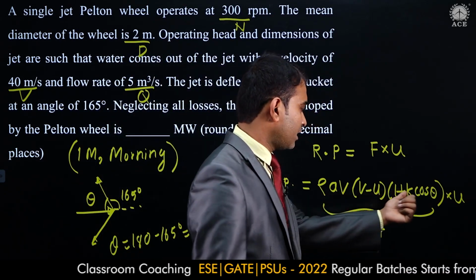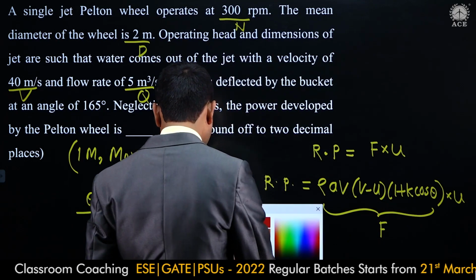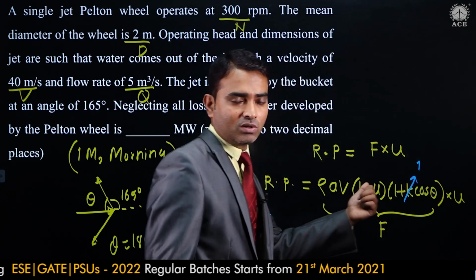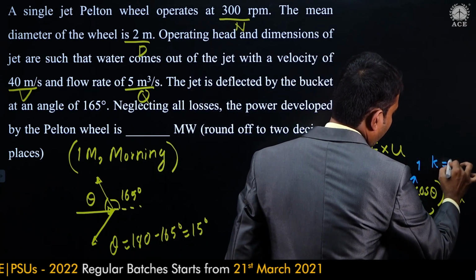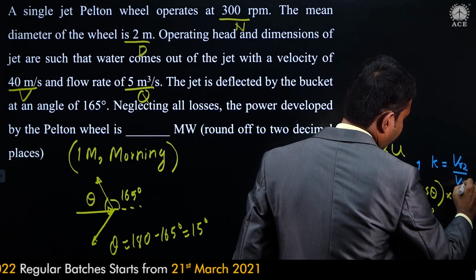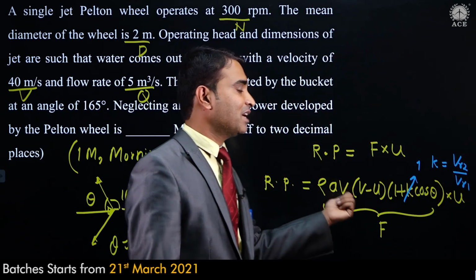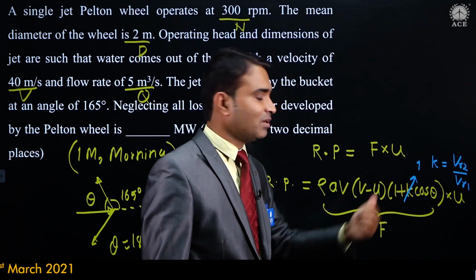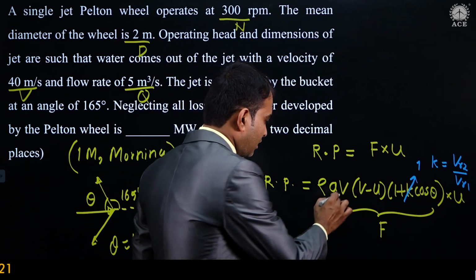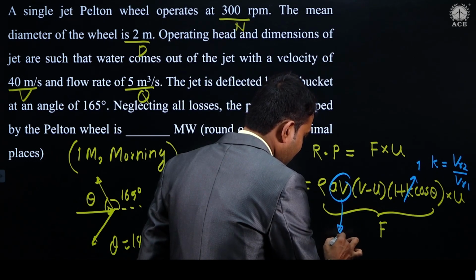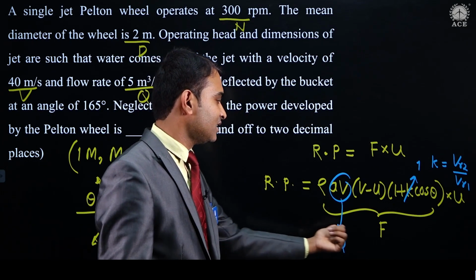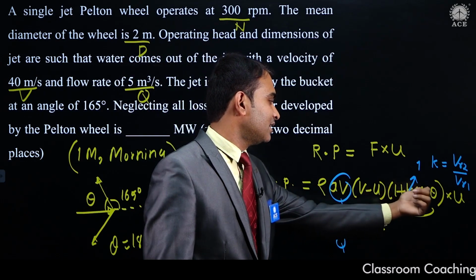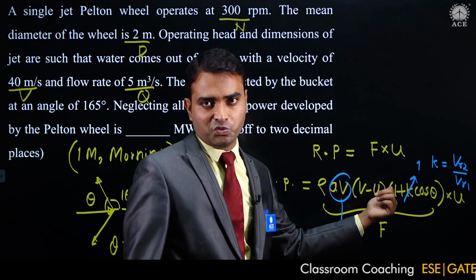Here K is the bucket friction coefficient, but he is saying neglect all losses. So for the bucket friction coefficient you have to take 1, don't take 0. The meaning of K is VR2 divided by VR1, the ratio of relative velocities. If there is no friction, then the relative velocity will not decrease, so VR2 and VR1 both will be the same. So the K value is 1. A into V, jet area into jet velocity, is nothing but the discharge, which is directly given. So rho we know, discharge is given, V is given, theta is given. The only thing we have to find is U, correct?